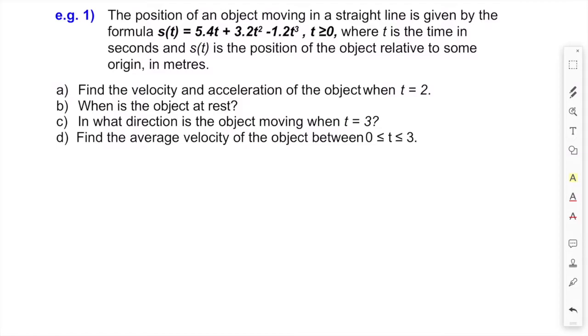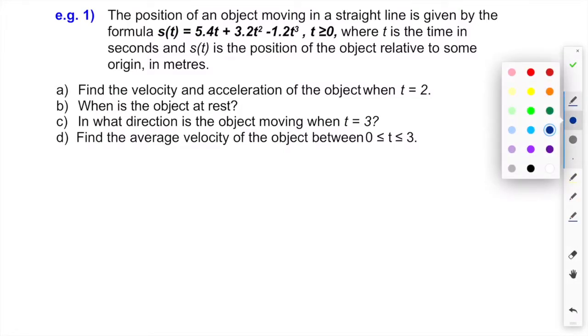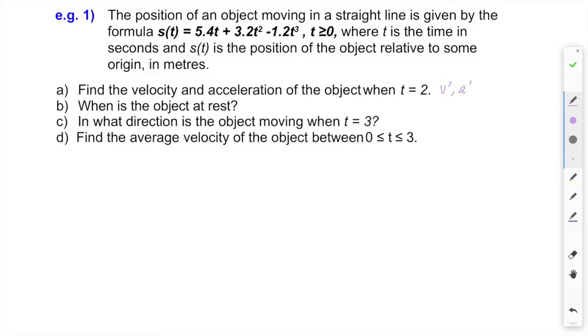On your IB exam, you will be given reading time before you actually start writing your solutions or answering questions. It's very important that when you read the question, you start formulating ideas as you read. So when I see velocity and acceleration at a certain time, I cannot find the exact instantaneous velocity and acceleration unless I have the actual function. So I know that first I will need to figure out my equation, S prime and S double prime, right?